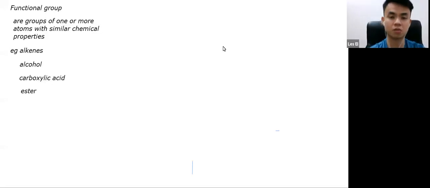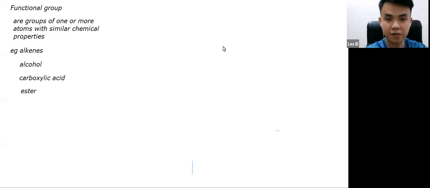Organic chemistry again. So we're going to discuss next about functional groups. If they ask you, or maybe some of you have asked me, what is functional groups? Functional groups you can say is a group of atoms that have similar chemical properties. So examples of functional groups are alkenes, alcohol, carboxylic acid, and ester.